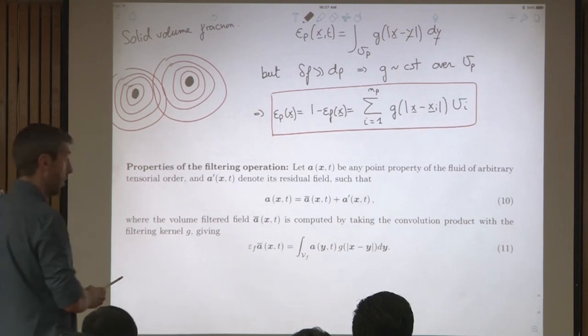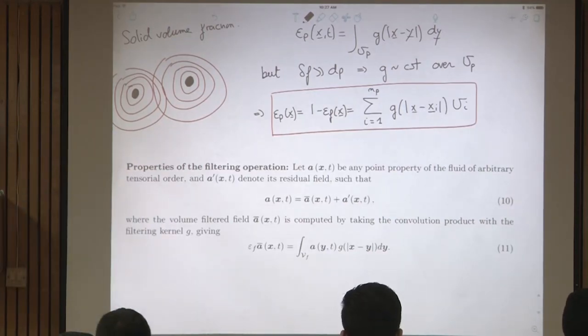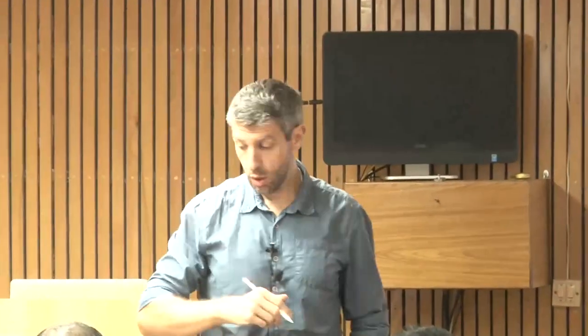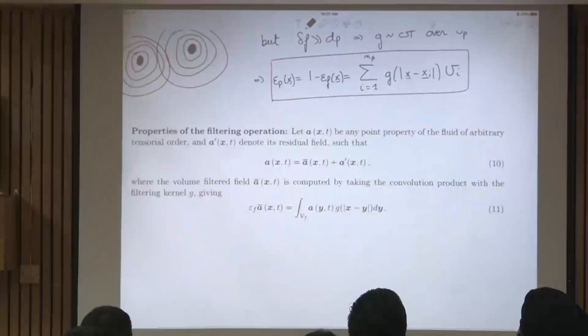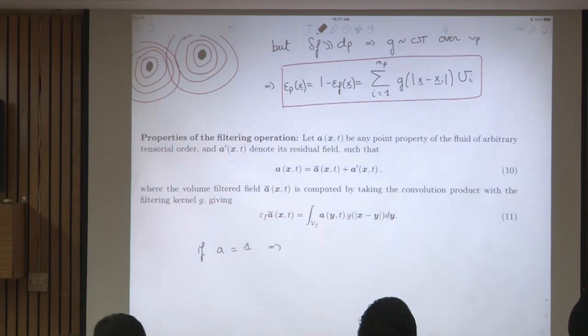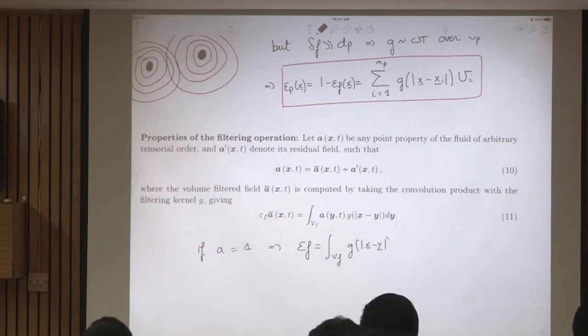So basically we're saying that any quantity that we want to filter, we'll end up with a weighting, essentially. The quantity will be weighted by the volume fraction of the phase of that quantity. Obviously, this is compatible also with what we were talking about before. If A is equal to 1, then it gets us back to the volume fraction. So this is a phase volume weighted filtering operation.